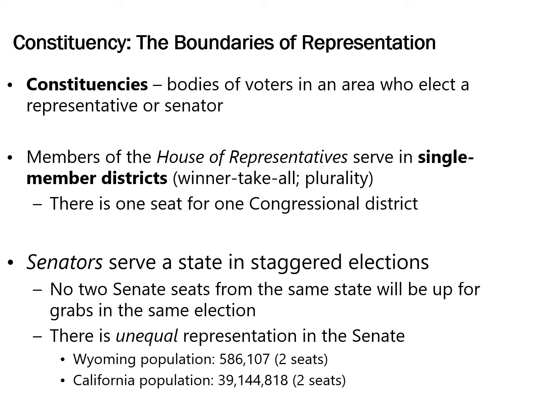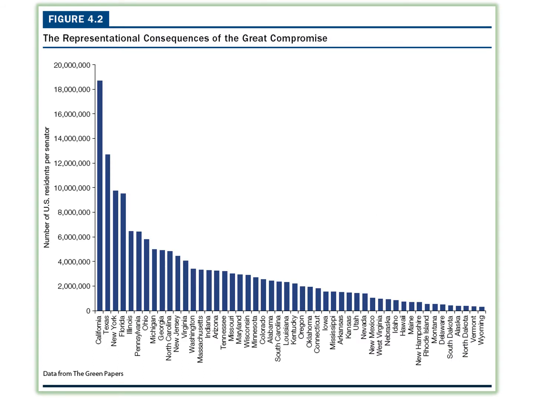So there's kind of unequal representation in the Senate, if you think of it this way. California has 2 senators for 39 million people. Wyoming has 2 senators for less than 600,000 people. And this just shows you the representational consequence of the Great Compromise.